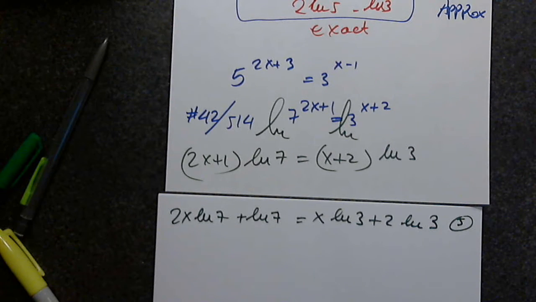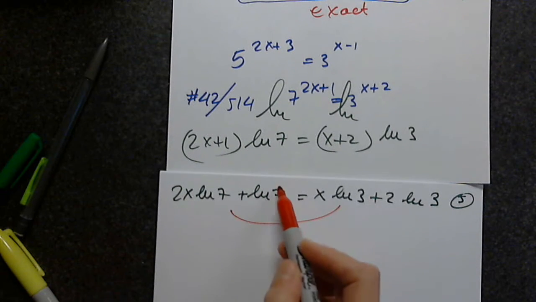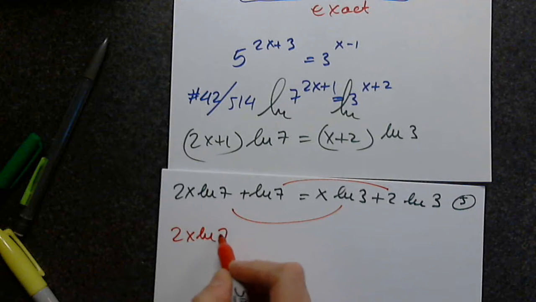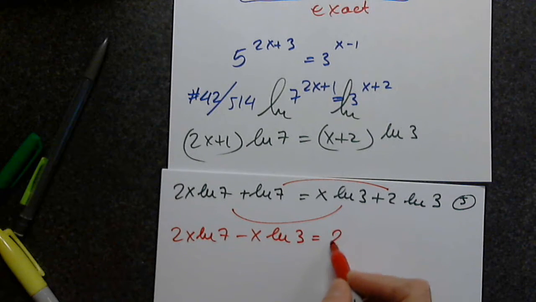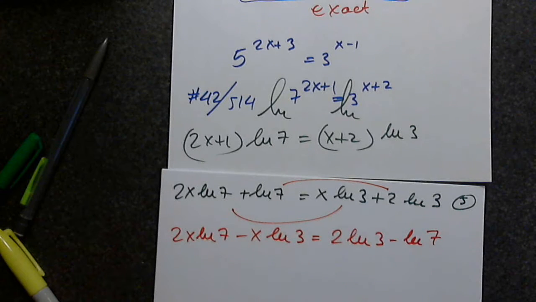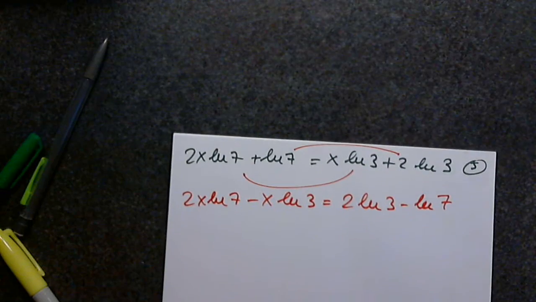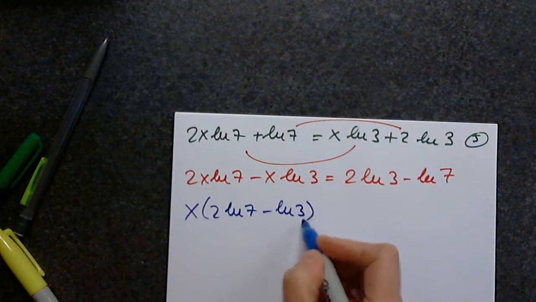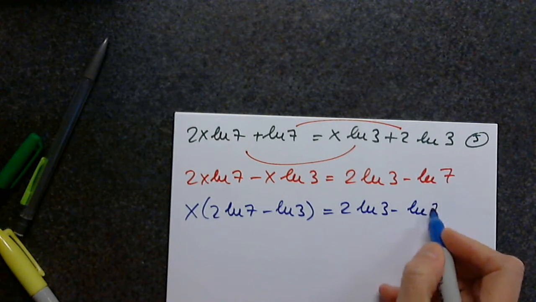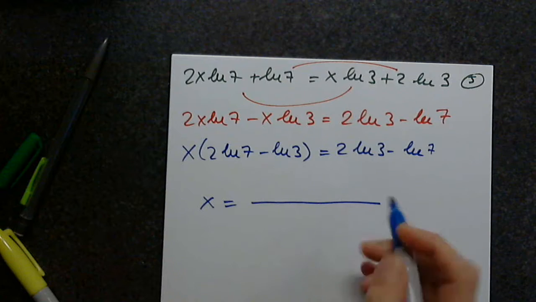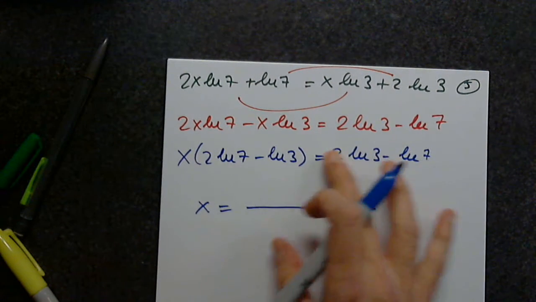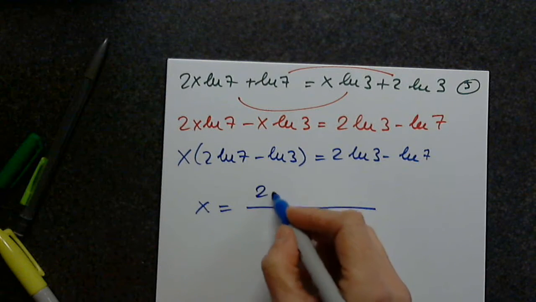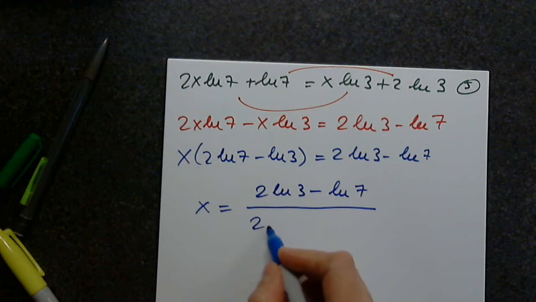Factor. Not yet. Oh, wait, combine. Yes. So I have 2x natural log 7 minus x natural log 3 equals 2 natural log 3 minus natural log 7. Next step obviously would be to factor. Yes, what am I factoring out? Indeed. So then x times (2 natural log 7 minus natural log 3) equals 2 natural log 3 minus natural log 7. And the final answer would be, and now you know how to check this. And you cannot simplify anything. Do not attempt any simplification.